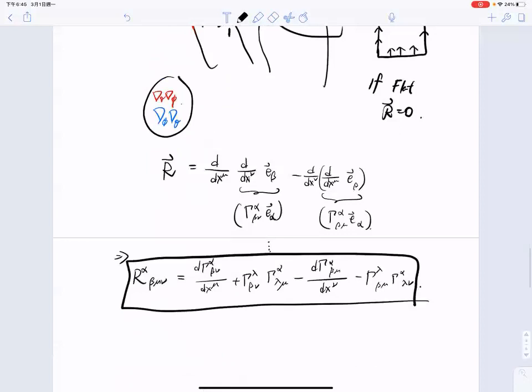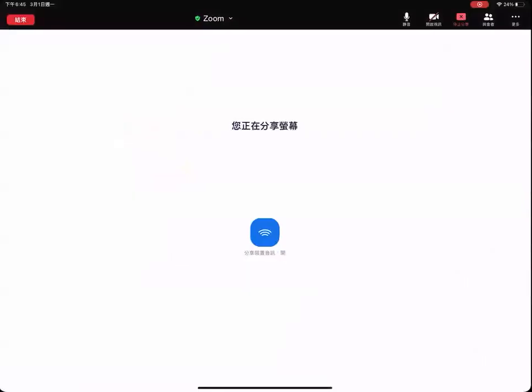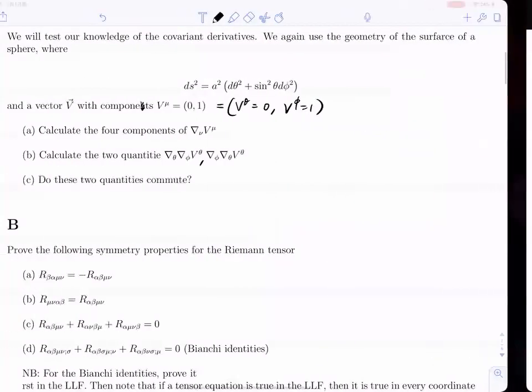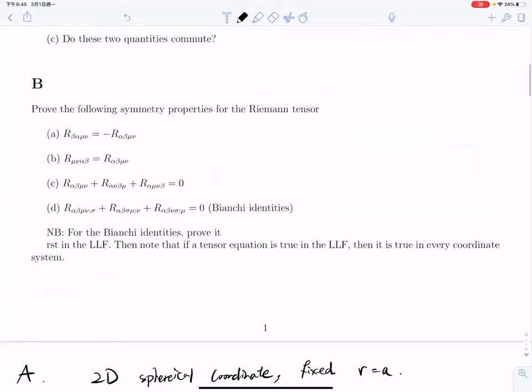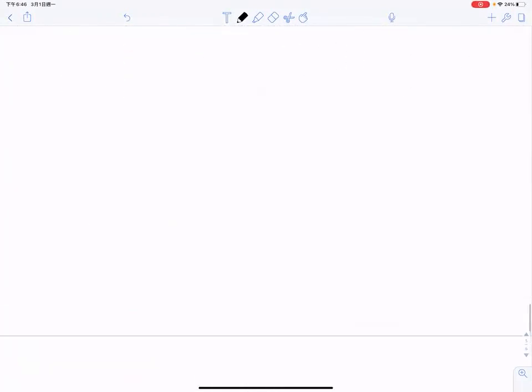Like you calculate theta phi first or phi theta. Now, part B. So here is our part B. It's just going to see what the symmetry properties of the Riemann tensor are and how to see the Bianchi identities. So for the second part, second question B.